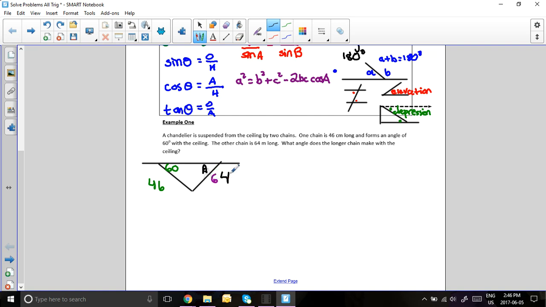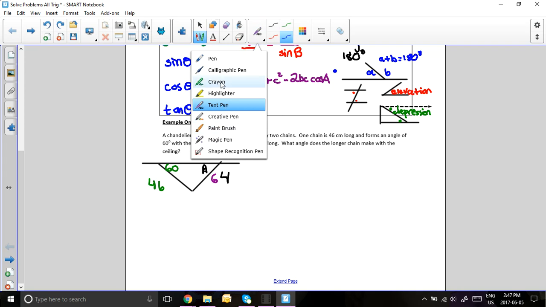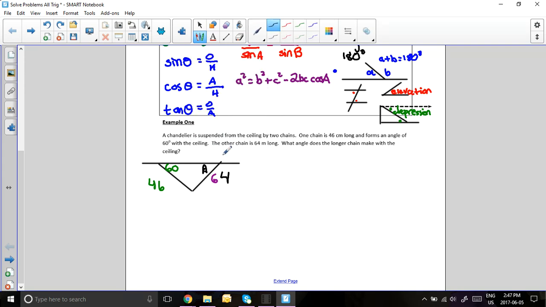So the first question is, do we have a known ratio? Well, first of all, you notice that this is not a right angle triangle, so we can't use SOHCAHTOA. So now we're down to using either sine law or cosine law. I'm going to say that we want to use sine law if we can. So there is a known ratio here. Notice that we know that this is 60 degrees and we know that this is 64. So we can use the sine law. So use sine law.